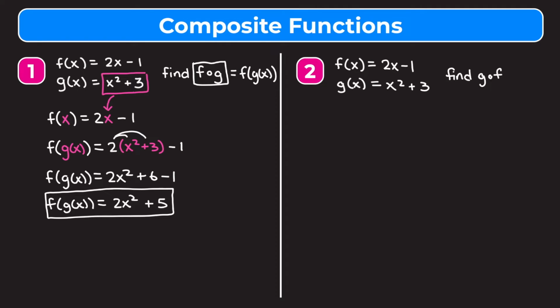Now if we take a look at example 2, we have the same two functions. We have f of x equals 2x minus 1, and g of x equals x squared plus 3. But this time, we want to find g of f, which again is the same as g of f of x. So down here, I'm going to rewrite our g of x function. So we have g of x is equal to x squared plus 3. And now I want to find g of f of x.